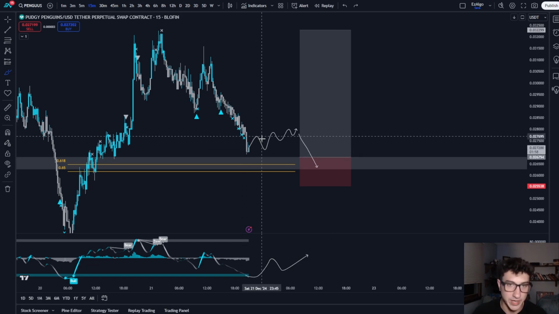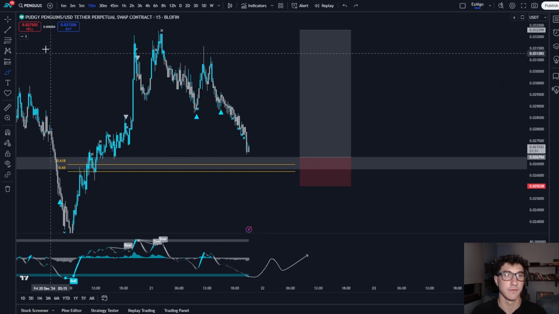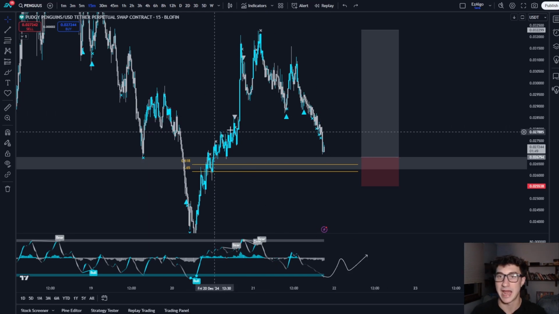So I've been waiting for price to consolidate here, see one more sweep, creating a bullish div on the oscillator, and that would be my entry criteria for Pengu. Okay, this is a live setup that I am interested in taking.